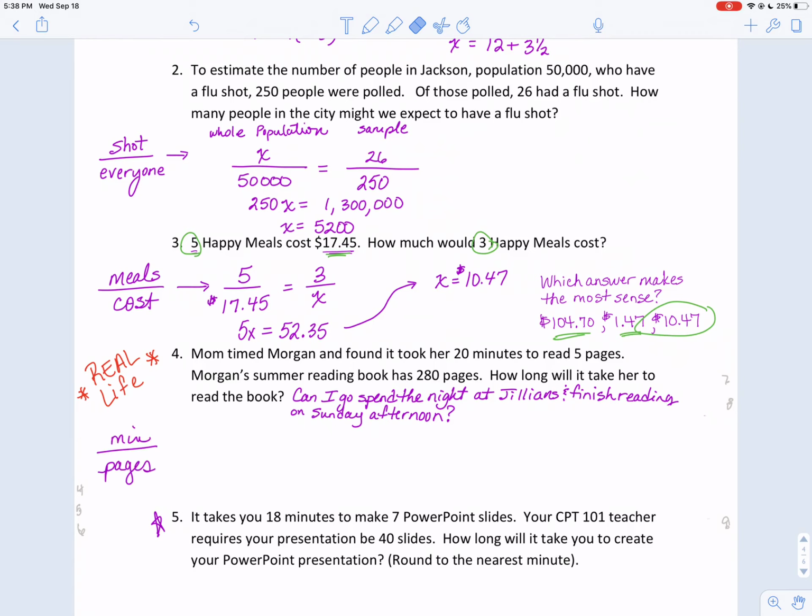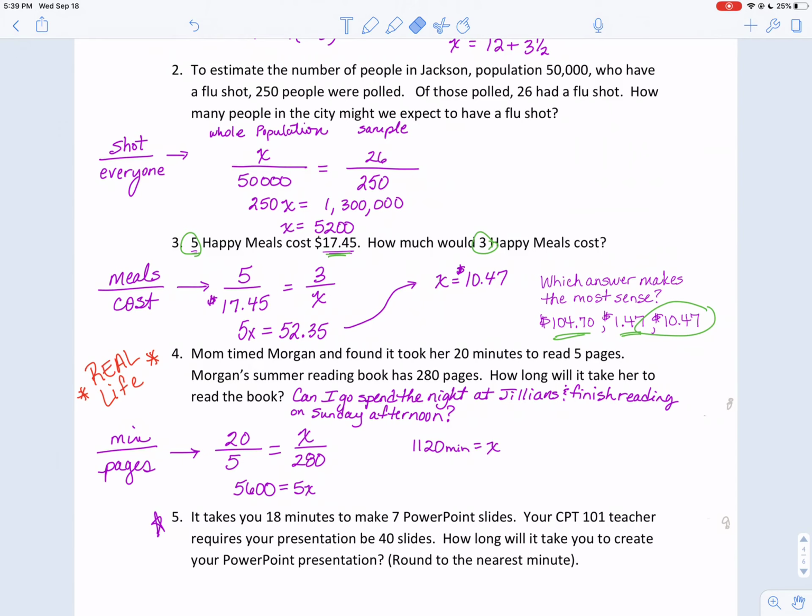Well, let's figure it out. How many minutes over how many pages? So it took 20 minutes for her to read 5 pages. I don't know how much it's going to take her to read the 280 pages, but I can cross multiply and find out really quick. So when I cross multiply, 1,120 minutes.